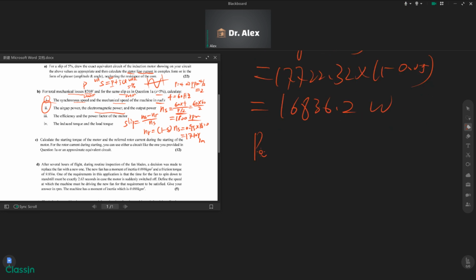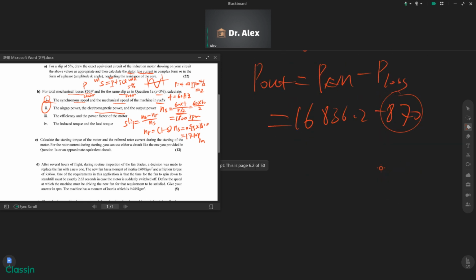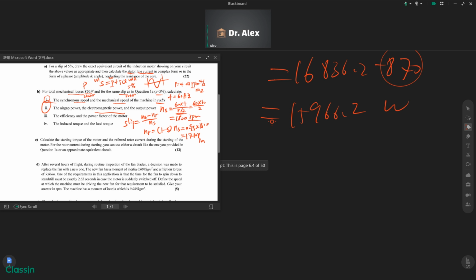And finally, the output power equals PEM subtract P losses, which is 16836.2 subtract 860. This one is given in our question. So the final answer is 15976.2 watts. Yeah, that's our answer. All right, that's for the second question.